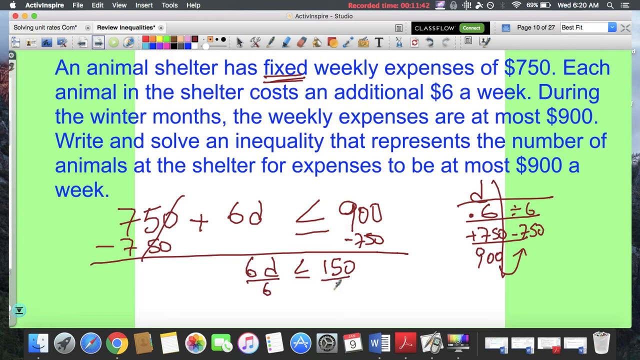Divide by 6, divide by 6. And D is going to have, so how many dogs am I going to have? 150 divided by 6 is 25. So the number of dogs in that shelter is 225.